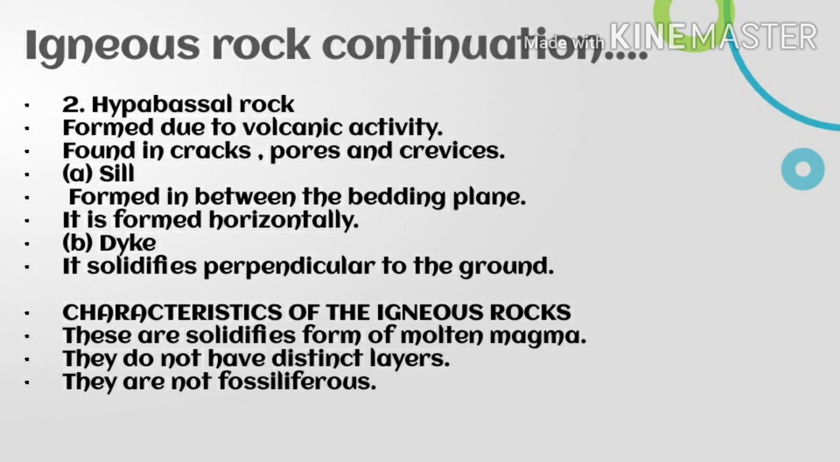So the sill is formed between the bedding planes. So what exactly is a bedding plane? It is the boundary between two layers of rock. When intrusion of lava or magma takes place between two bedding planes, solidification takes place, and that structure is horizontal to the ground. That is known as a sill.